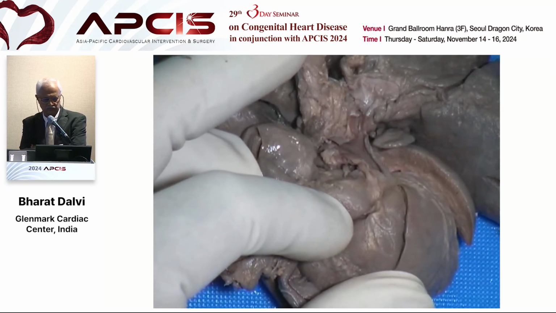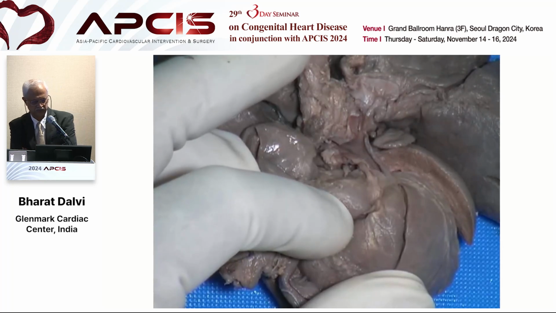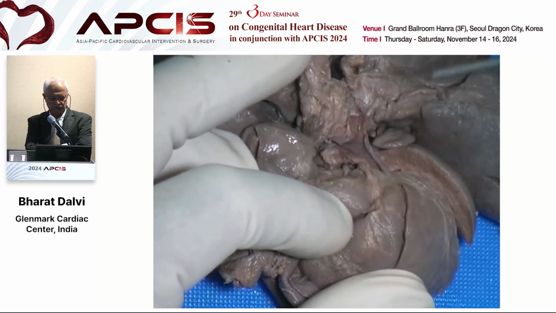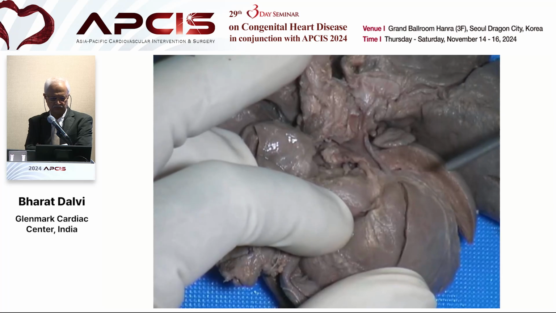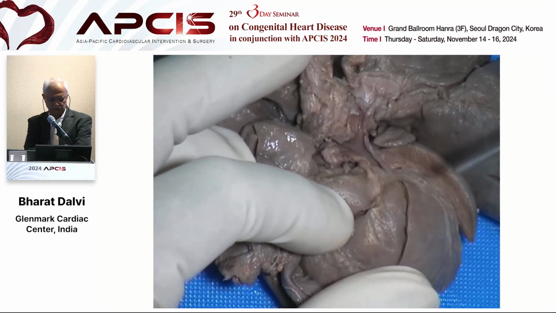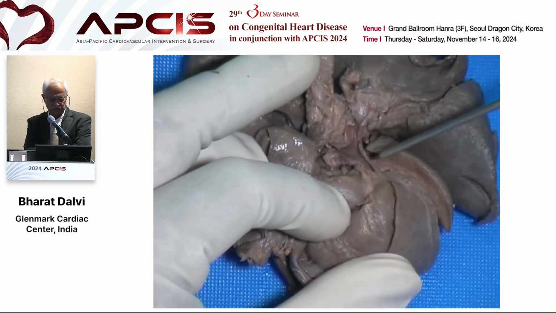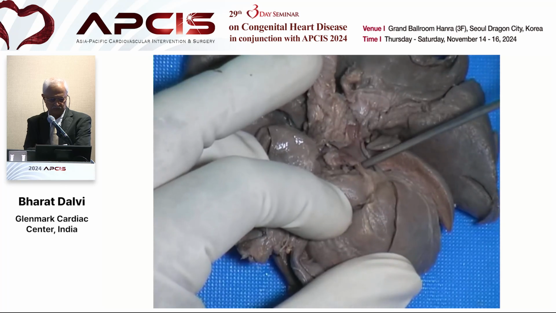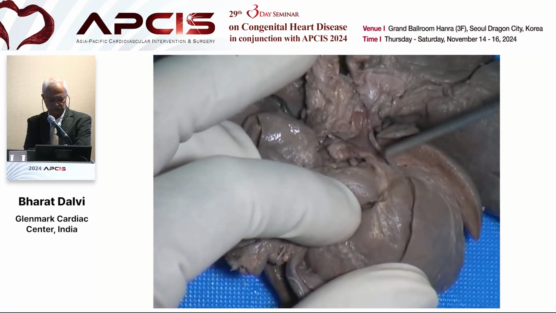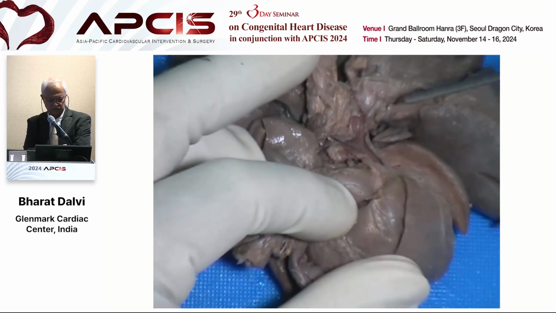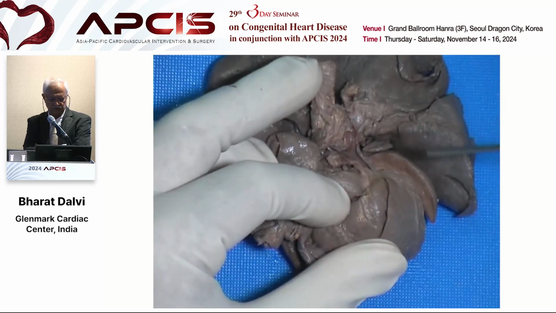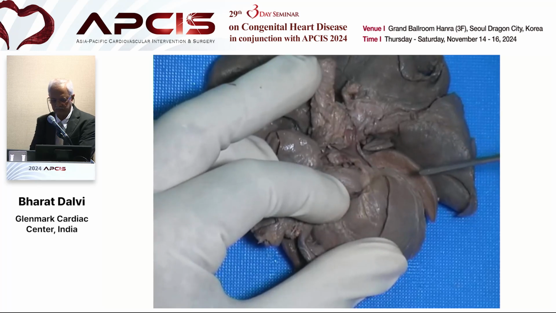So you can have variations in the ventricular septal defect, you can have variations in the right ventricular outflow tract in terms of its stenosis, the length of stenosis, the severity of stenosis, and of course the hypoplasia of the pulmonary arteries. And all these variations will decide the clinical presentation, the prognosis, and the management strategy.